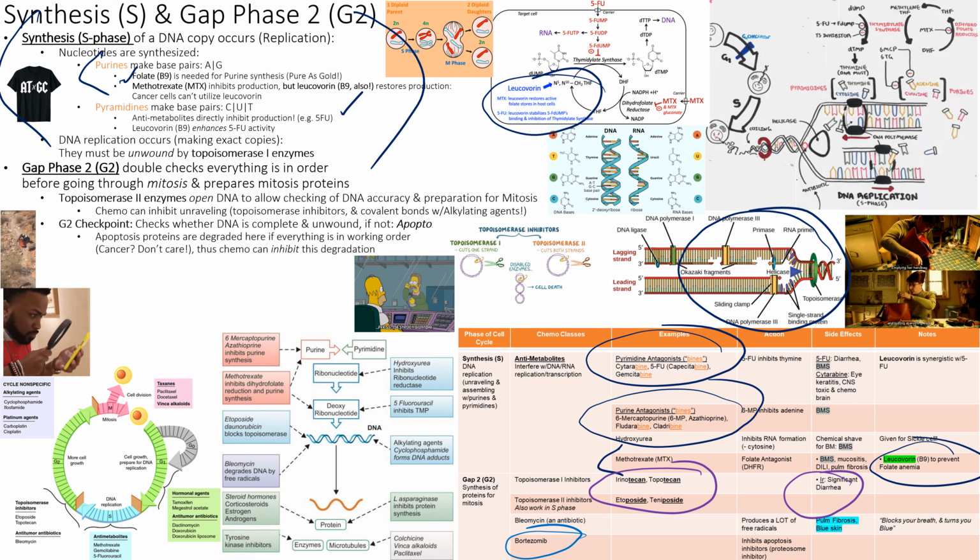All right. So our topoisomerase inhibitors are the ones that open up the DNA. If you can't open it up, it's going to stay wound super tight, right?